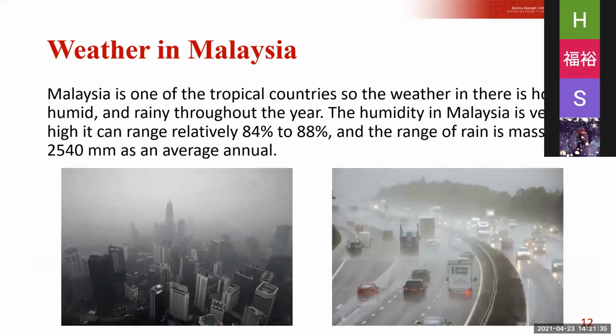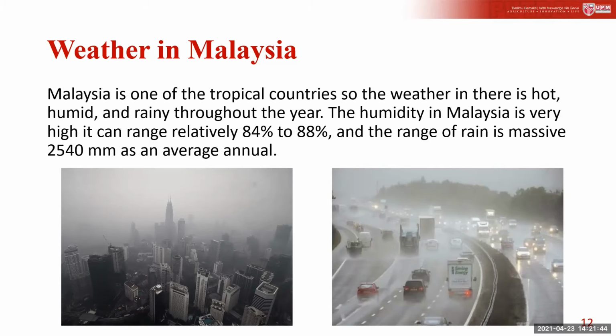How is the weather in Malaysia, and what is its effect on the bands, on the frequency? Malaysia, as we know, is one of the tropical regions. So usually the weather is hot, humid, and rainy. The humidity in Malaysia is very high because it's a tropical region, located on the equator line. The range of rain is massive, and the raindrops in Malaysia are bigger than in the usual countries.